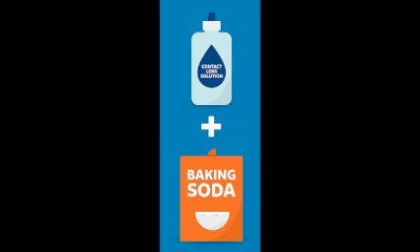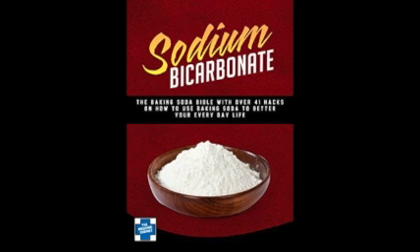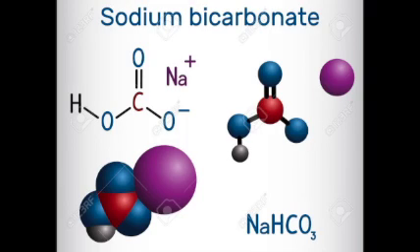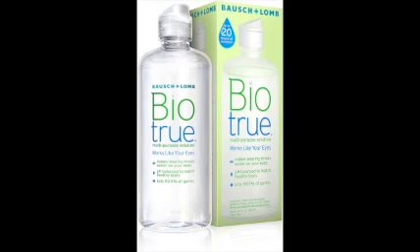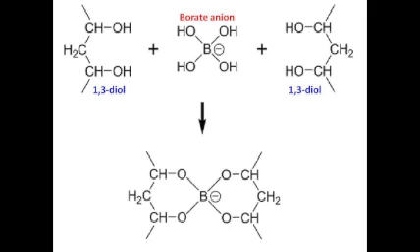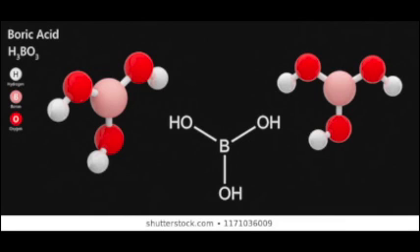Borate ion is made by a reaction between baking soda and contact lens solution. Baking soda is formally known as sodium bicarbonate, and its chemical formula is written as NaHCO3. The contact lens solution is a little more complicated in its chemical formula, but the two main compounds that are essential to make slime are boric acid and sodium borate. H3BO3 is the chemical formula for boric acid.